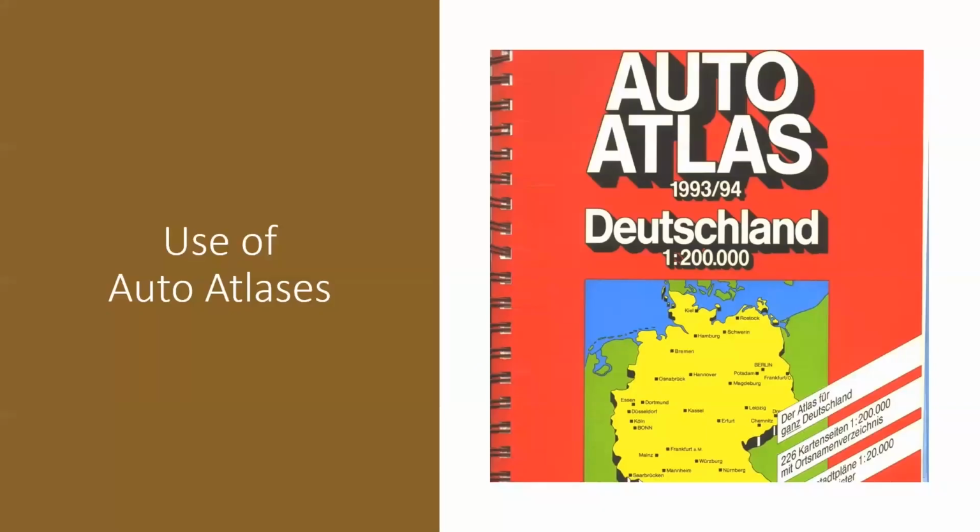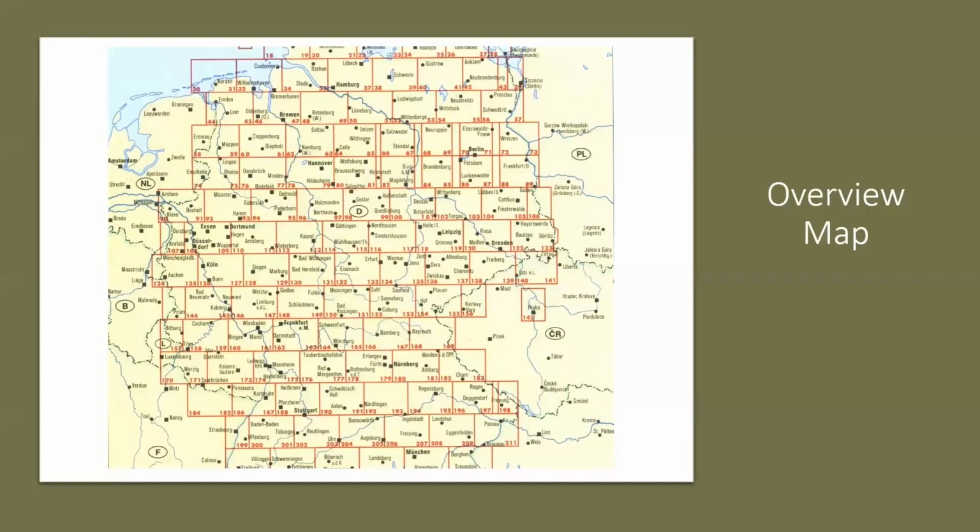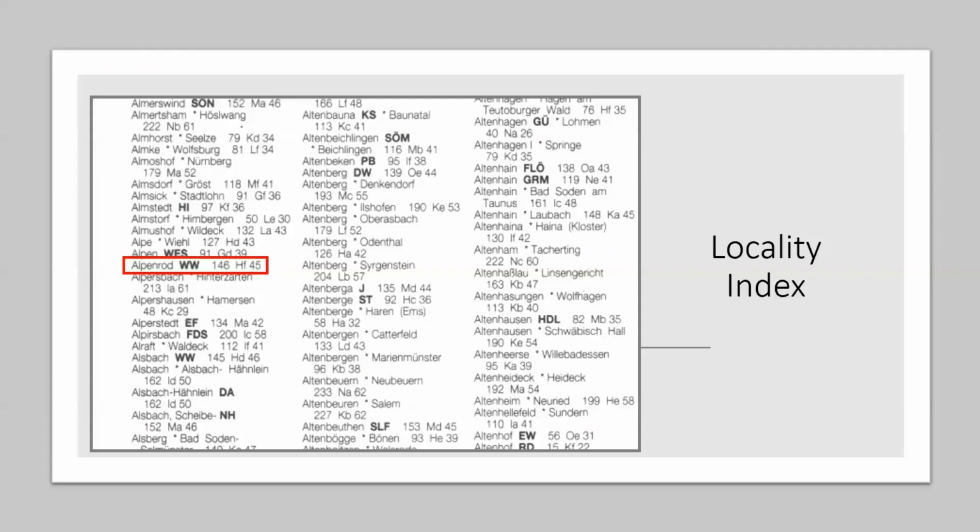Next, I will talk about the use of modern German atlases, the first one being scaled 1 to 200,000, where 1 centimeter equals 2 kilometers. At the beginning of the atlas, there's an overview map giving some locality names and page numbers in red for each map. There is a locality index in the back of the book. Looking up the town of Alpenrode as an example, the bolded letters WW following the name refer to the cultural area or government district of the Westerwald, or Western Forest, where the town is located. This is followed by the page number 146 and the coordinates HF 45.